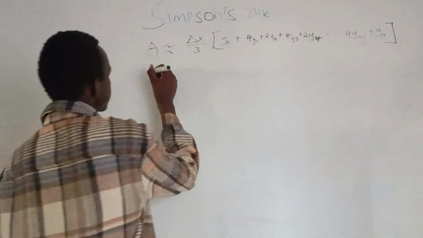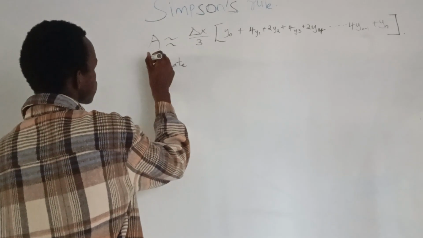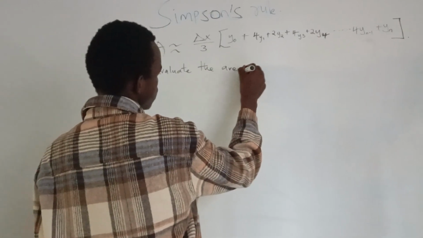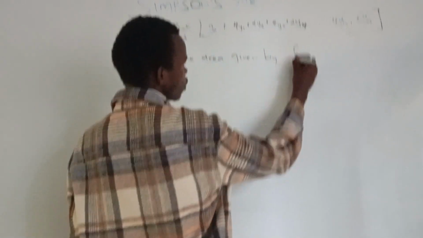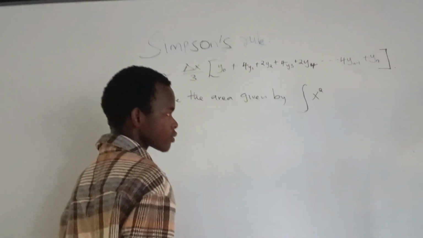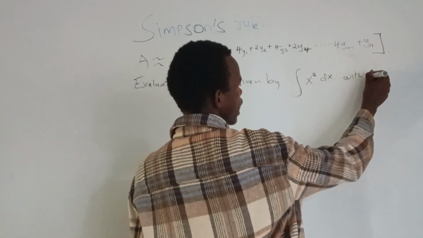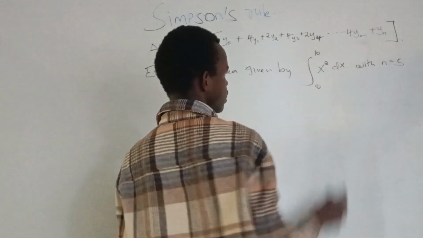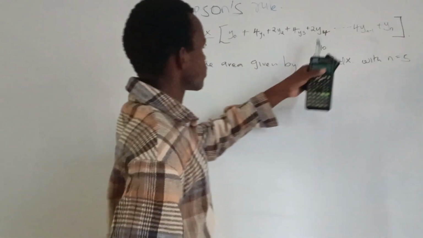For example, evaluate the area given by the integral of x squared dx with n equals 5 from 0 to 10. The value of n is 5, from 0 to 10.